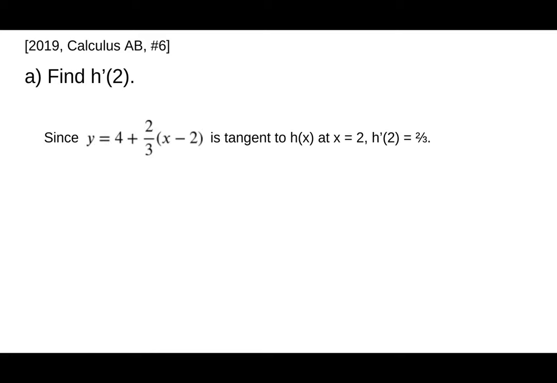In part A, we are asked to find h prime of 2. Fairly straightforward here. Since the line y equals 4 plus 2/3 of x minus 2 is tangent to the graph of h at x equals 2, it must be the case that h prime of 2 is 2/3. That derivative must equal the slope of its tangent line at that point, which is 2/3.